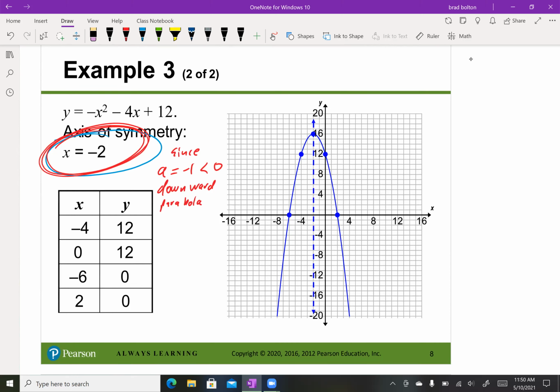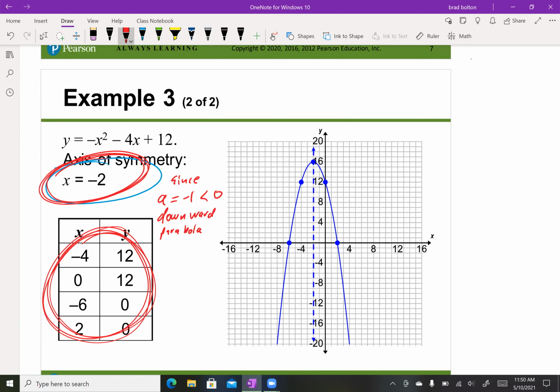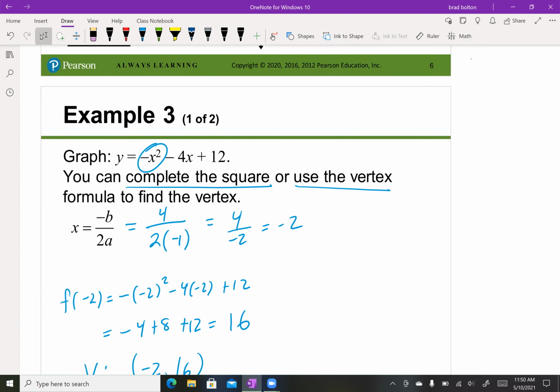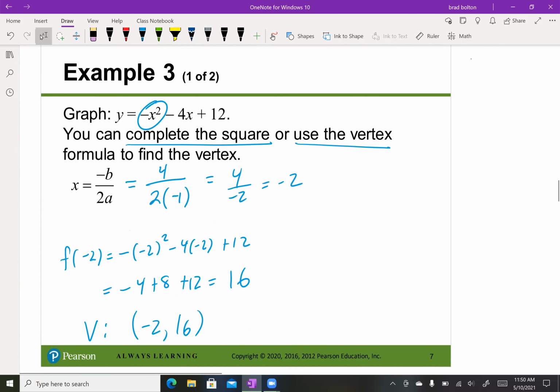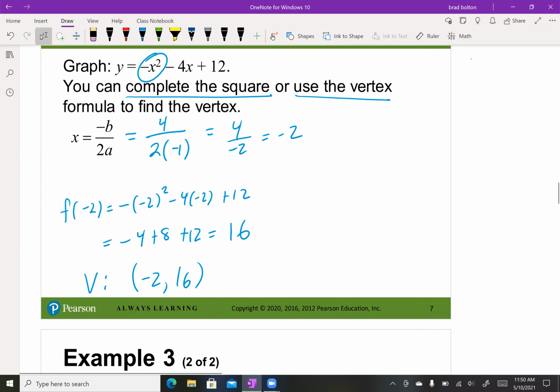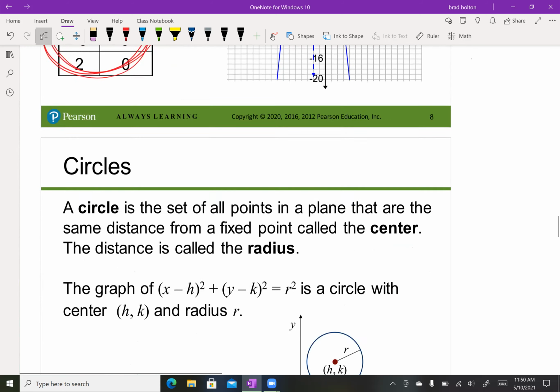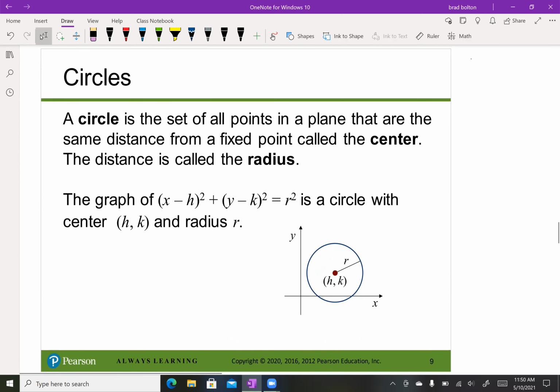And it's kind of everything else we already know how to do. They plotted some points. You may be asked in the homework to do a table of values. So you might be asked to plot some points, but you kind of just know how to do that already. I was just trying to show you using the vertex formula. This is a little bit easier to me. Completing the square is always your last choice unless you specifically are asked to do it. It's a little bit harder than the vertex formula. Okay, so let's move on to circles.